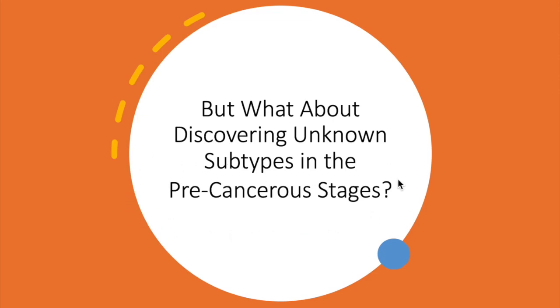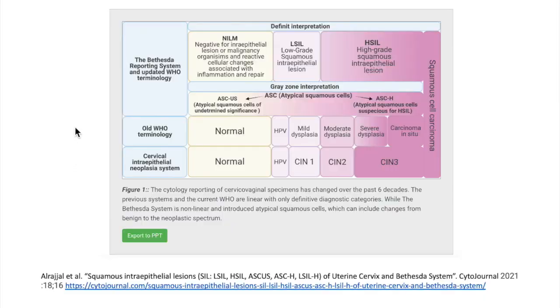These are the stages that give pathologists a hard time. So there are several staging systems. One is the Bethesda system, then there's the old World Health Organization system, and then there's the CIN system.